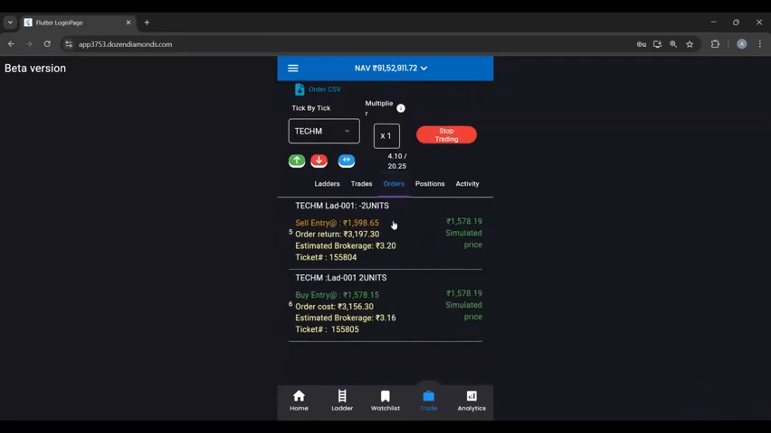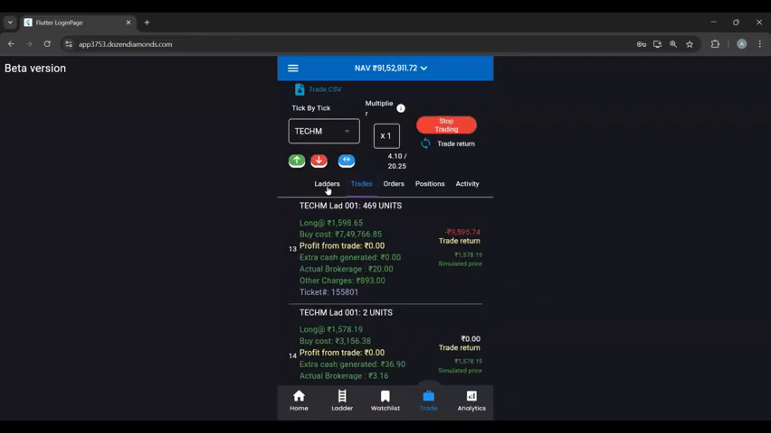If I go to orders, you can clearly see that I have two orders open, as I mentioned earlier, correct? That I have two orders open. One is a buy order and the next is the sell order. And alongside, we have also given the estimated brokerage on each order. So this also gives the broker and the customer a good idea of what really is happening.